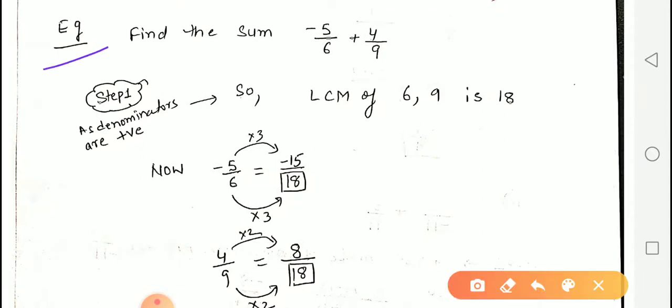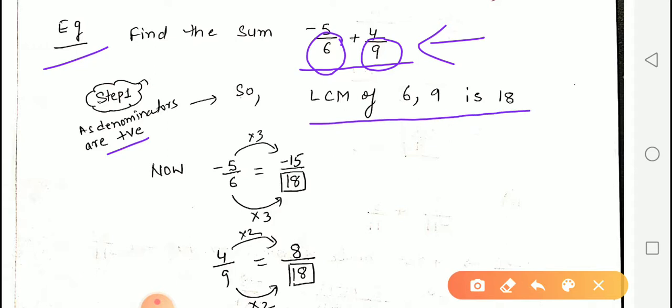This is the first example, in which we have to find the sum of negative 5 upon 6 plus 4 upon 9. Here both denominators are different, and we have checked that the denominators are positive. So we start by taking the LCM of the denominators. The LCM of 6 and 9 is 18. We have calculated it mentally.